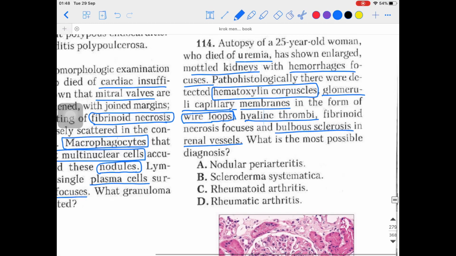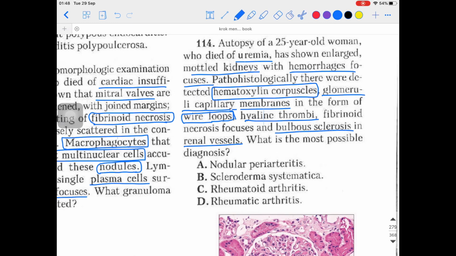Hematoxylin corpuscles or hematoxylin bodies. Now look guys, hematoxylin bodies are a finding of lupus nephritis. Yes, I am talking about SLE only, one of the complications of SLE. SLE actually invades many kinds of connective tissues, and many organs are involved. One of the organs is the kidney, and inside the kidney it causes lupus nephritis, and you must know the particular signs which can be appreciated in lupus nephritis as far as autopsy is concerned.